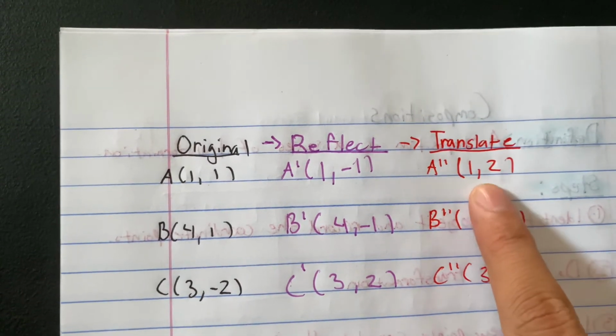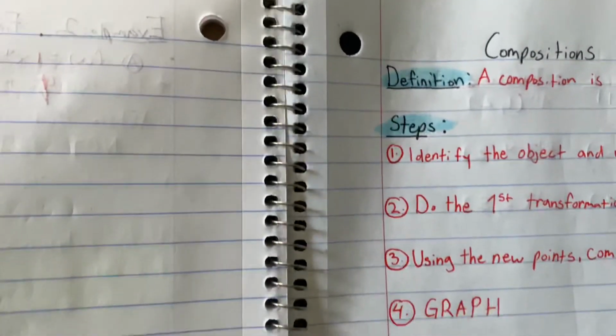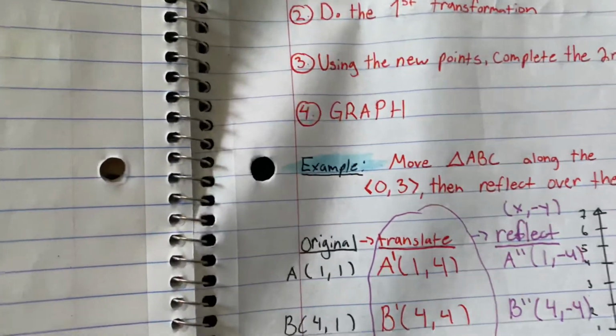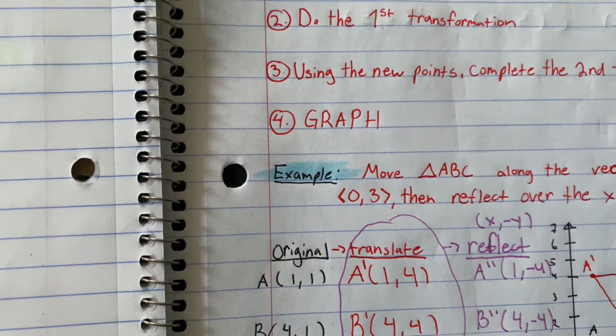And as you can see, 1 and 2 for A double prime is not the same as 1 and -4. So please remember that order does matter when doing the composition. So if they tell you to do something first and then do this after, please follow the rules so that we can get the correct answer.